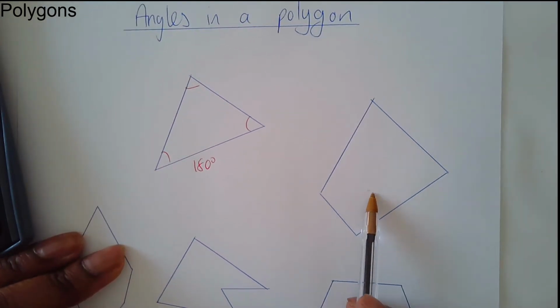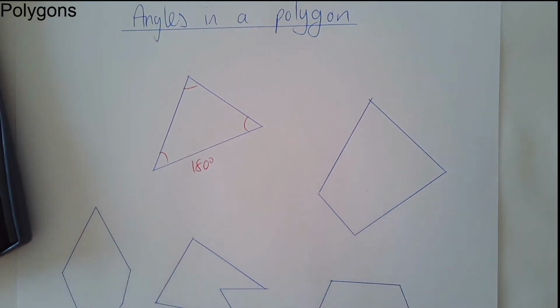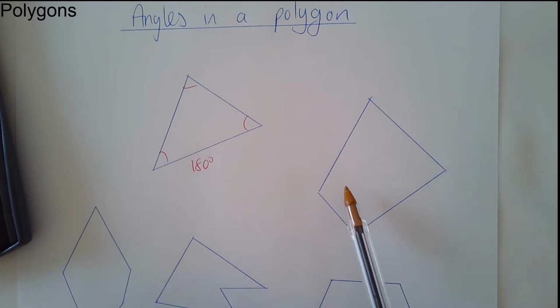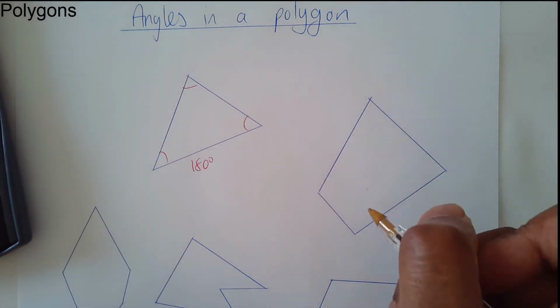So what about a four-sided shape? Now some of you will probably remember 360. But then how can we determine that? Well, what you can do is split this four-sided shape into triangles. So choose any point to begin with, doesn't matter which one. Let's say I choose that one.